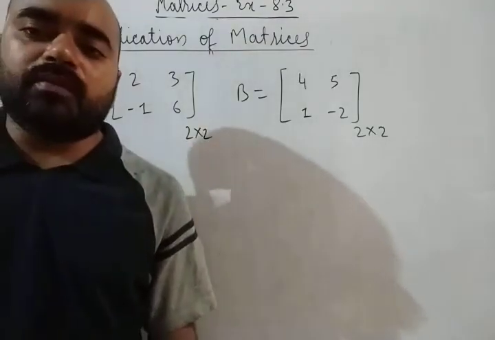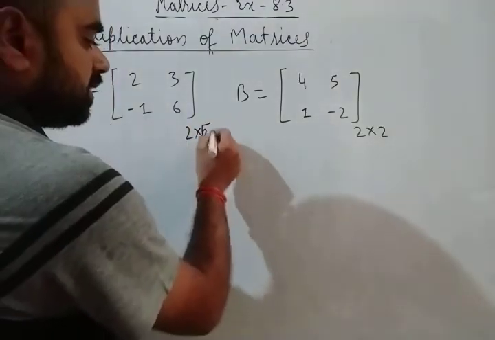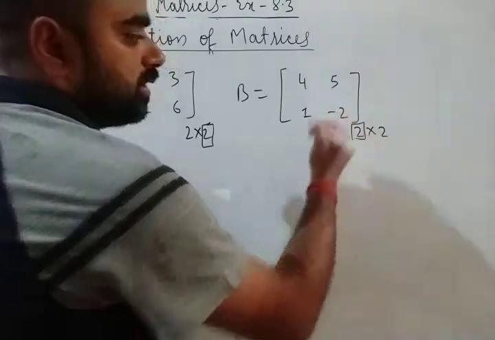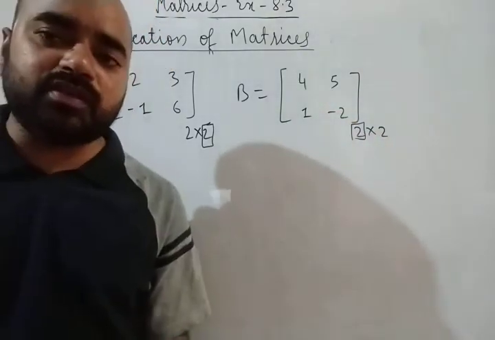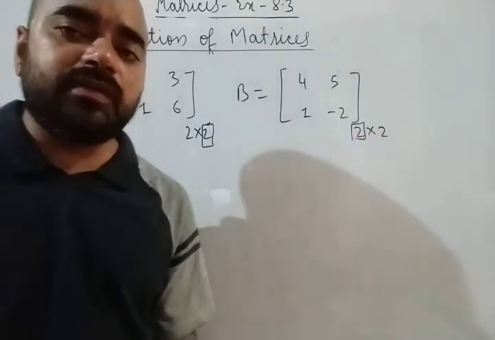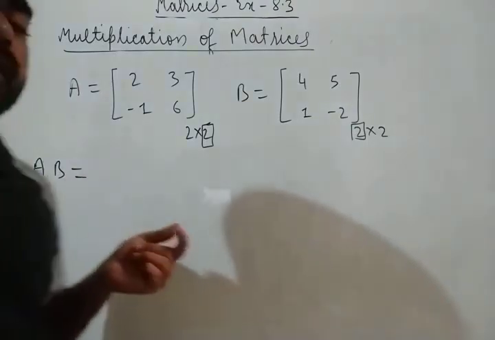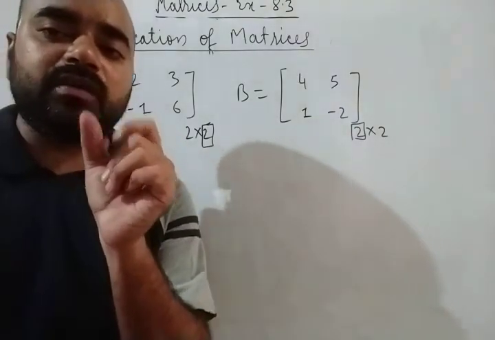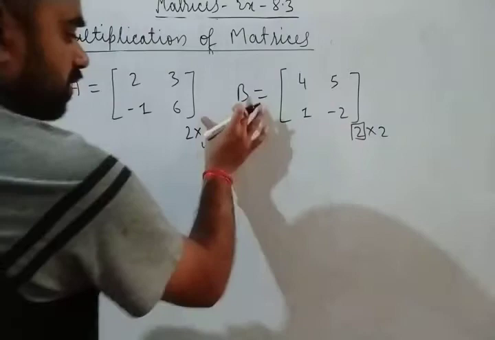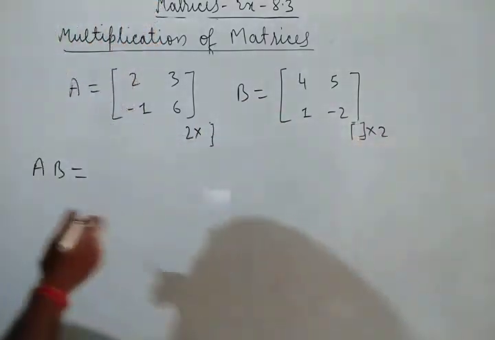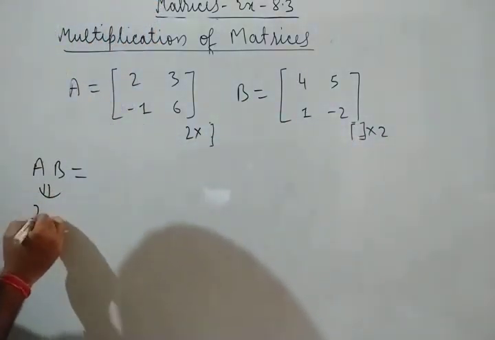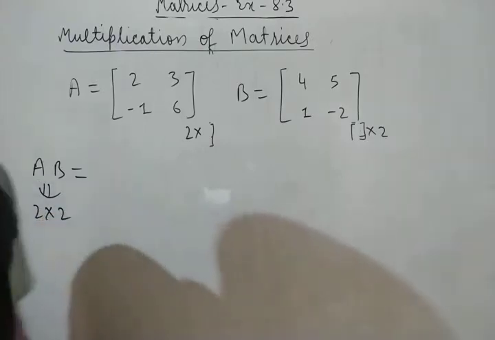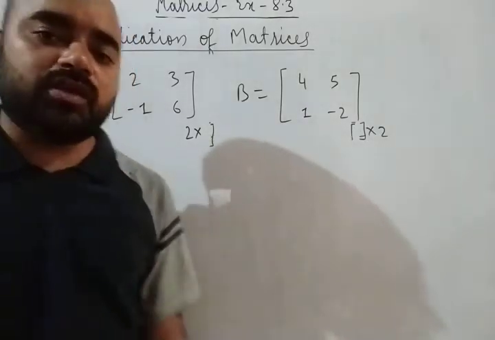Why? Number of columns in the first matrix is equal to number of rows in the second matrix. Correct? AB is possible. And what is the order of the matrix AB? Matrix AB means which will be obtained after multiplication. Order will be what is left, 2 by 2. Correct. Now how to obtain the matrix?